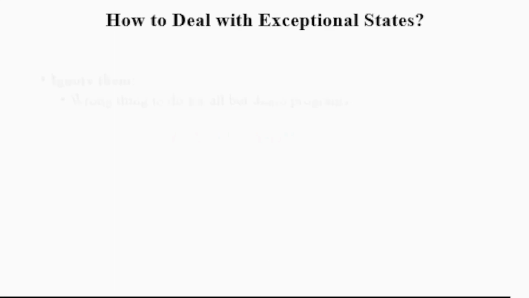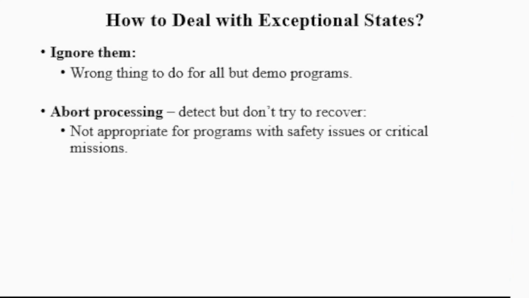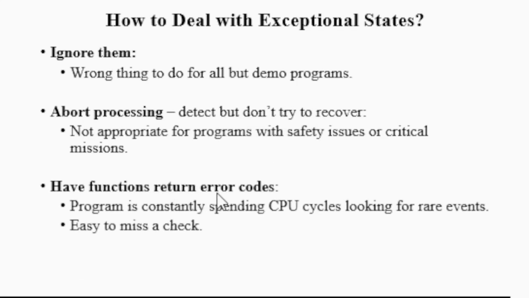There are multiple ways to handle error situations in a program. Sometimes we ignore the problem, which is fine only for demo programs. Similarly, we can abort processing when detecting an error but not try to recover, or have functions return an error code. But the program keeps spending CPU cycles and it is easy to miss a check, so we use C++ exceptions. In this video we will use exceptions.